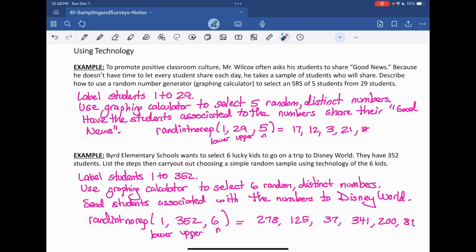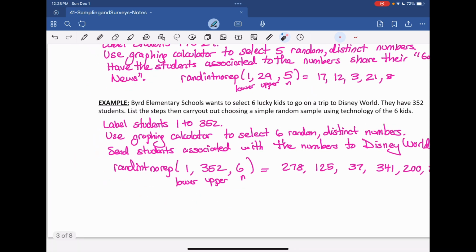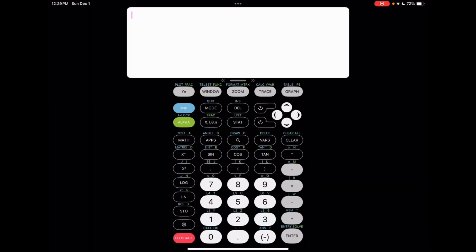Let me show you how to do that on the graphing calculator real quick. We're going to go to Math, and it's on the top, PRB, probability, first. And then from probability, you have the choice of picking rand, but we don't want rand because that will just give us any number. We want whole numbers, which are integers. So we're going to pick randInt. But there's also another one, 8, which is randInt no rep, which means distinct numbers, different numbers. We don't want to choose the same student over again.